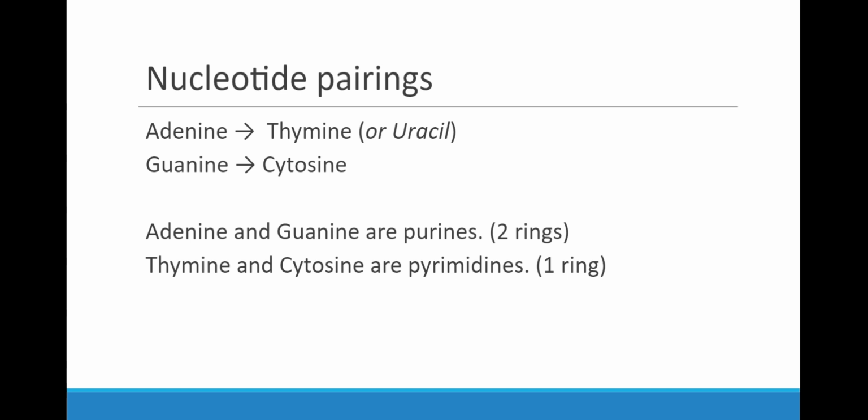The nitrogenous bases follow specific pairing rules. Adenine pairs with thymine, and guanine pairs with cytosine. You can remember apple on the tree and car in the garage. A pairs with T, C pairs with G.